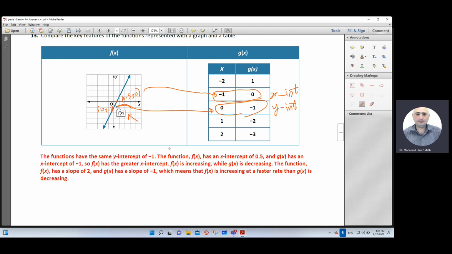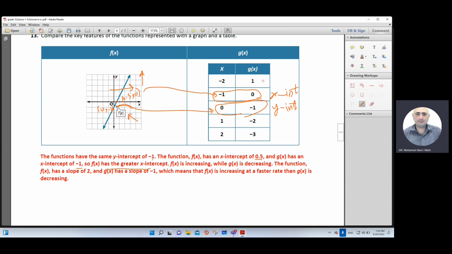But we have the same y-axis. Okay, so the functions have the same y-intercept of negative 1, and the function f(x) has an x-intercept of 0.5, and g(x) has an x-intercept of negative 1. So f(x) has the greater x-intercept, and f(x) is increasing. As you see, f(x) is increasing.